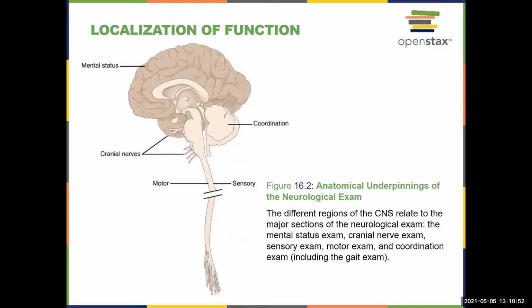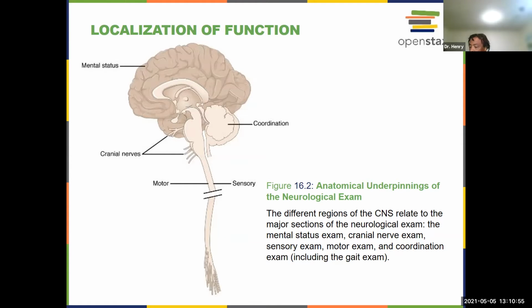The cranial nerve exam is testing the function of the 12 cranial nerves, and then the peripheral nervous structures, or the central nervous structures, that are associated with those 12 cranial nerves. So that's going to involve our sensory and also our motor functions as well.